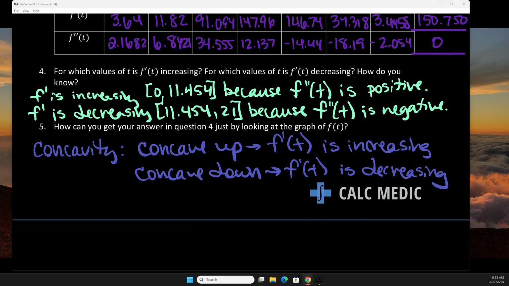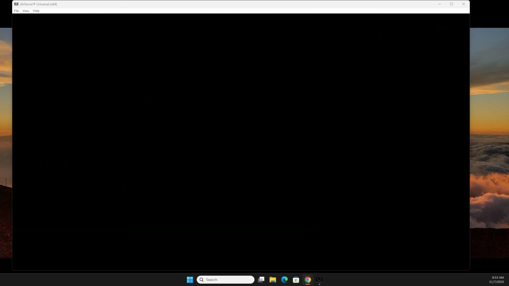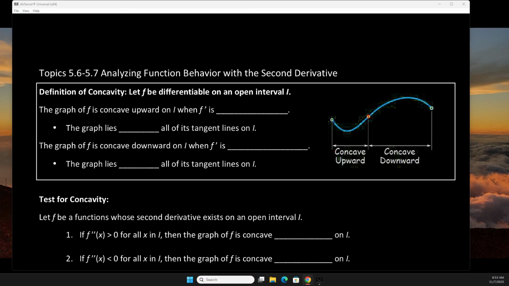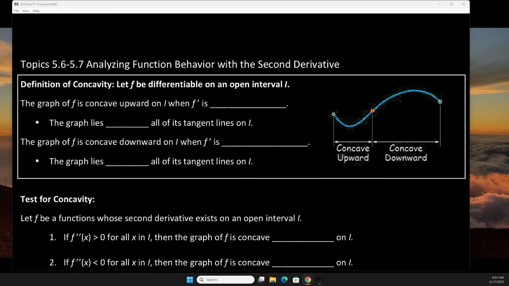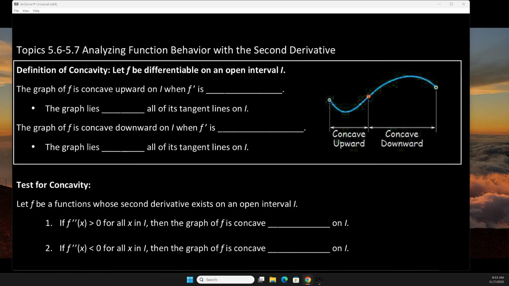This is where a lot of the stuff we learned last year really helps us in calculus. Hopefully that's something you remember. I felt like we talked about it all year. All right, so let's talk about today's lesson. We're going to be analyzing the behavior of a function using the second derivative.